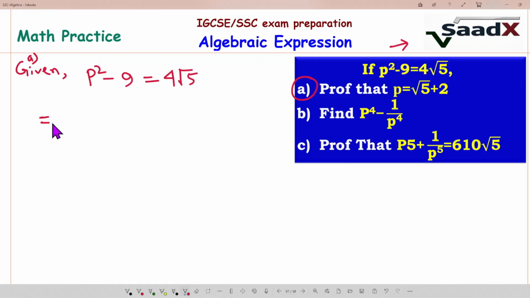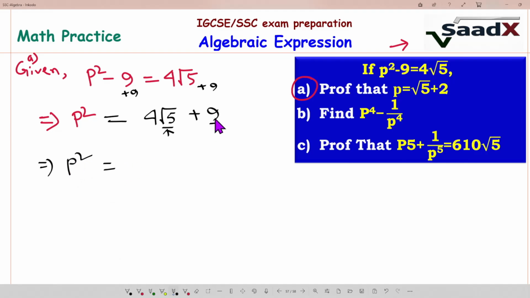We can write p², and on both sides we can add plus 9, right? So here is minus 9 and plus 9, it will be out. We can write 4√5 plus 9. Our target is to make it p equals √5 plus 2. Look, √5, and here is also √5. Here are two things: one is √5, another one is 9.